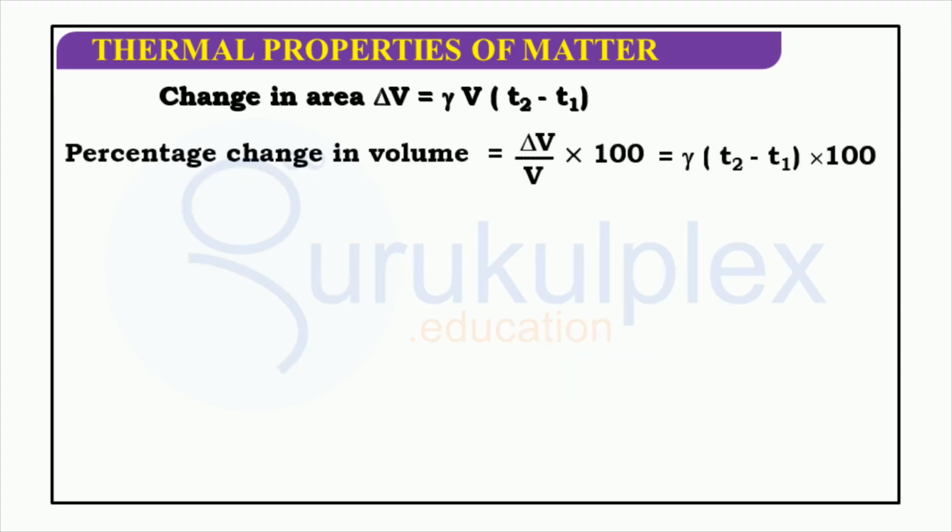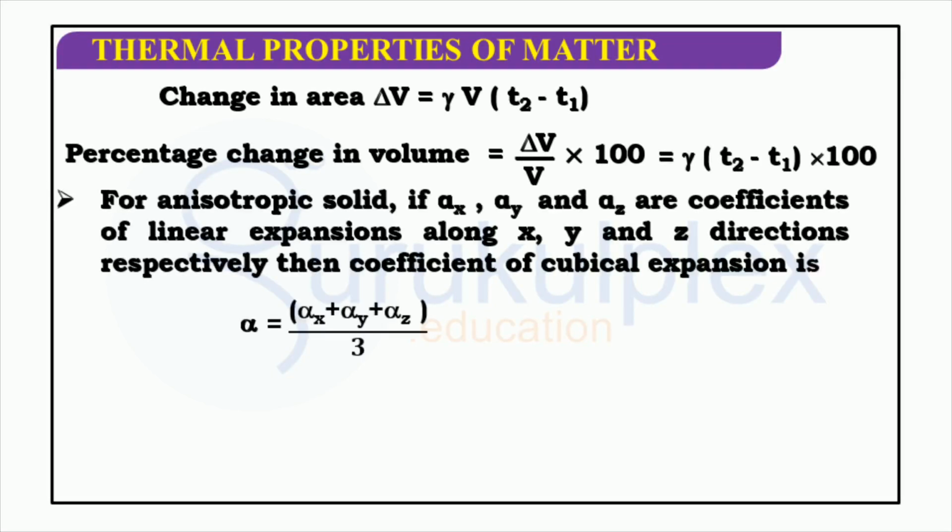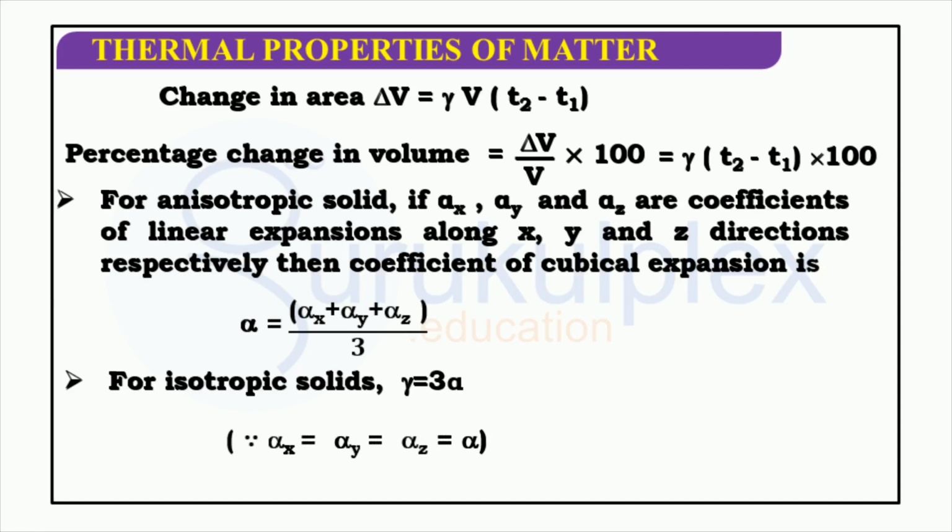Examining the thermal properties of matter, we observe that it can be either isotropic or anisotropic. To measure these properties, we can use the coefficient of linear expansion and the coefficient of cubical expansion. For anisotropic solids, the coefficient of linear expansion must be measured in each direction, and the coefficient of cubical expansion can be calculated from these values. For isotropic solids, the coefficient of cubical expansion is equivalent to 3 times the coefficient of linear expansion. Further, the change in volume can be measured using the coefficient of cubical expansion.